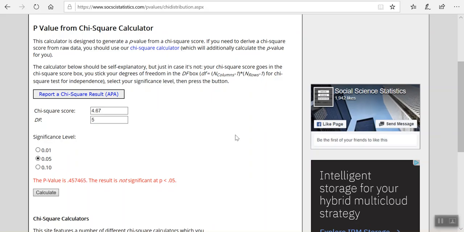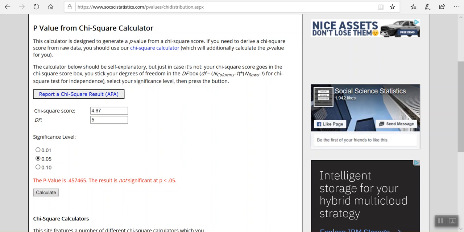I've got a link to a p-value calculator in our Canvas page. It looks something like this. So we'll enter our test statistic value, 4.67, specify the degrees of freedom. For us it was 5. And then it asks you to specify a significance level. I chose 0.05. We'll see here that it really doesn't matter in this case because we get a fairly large p-value of 0.457465. Of course, that p-value is greater than 0.05 or any of these standard significance levels.